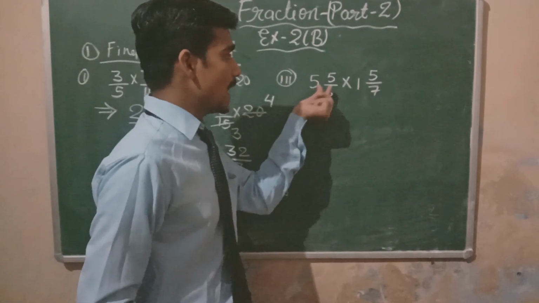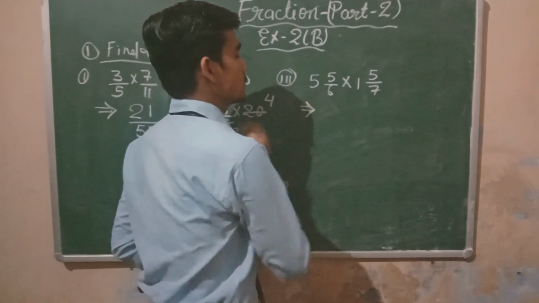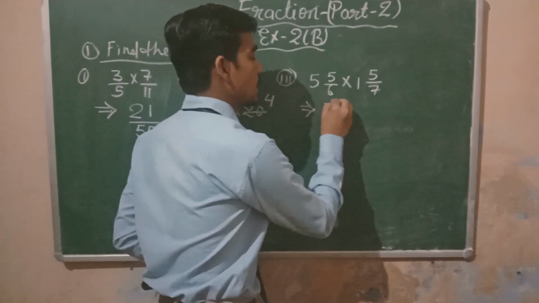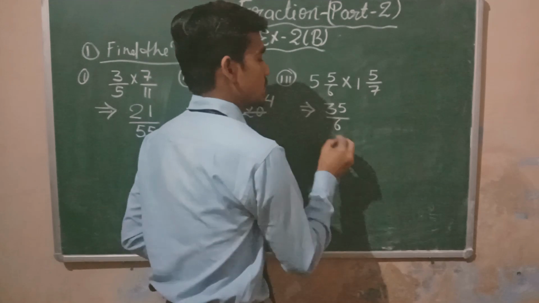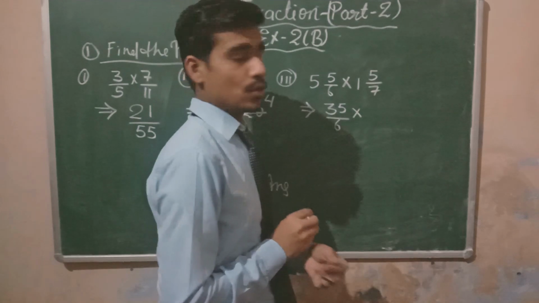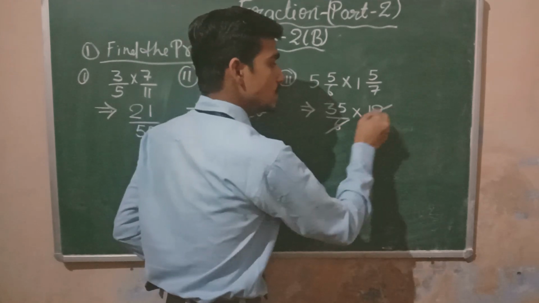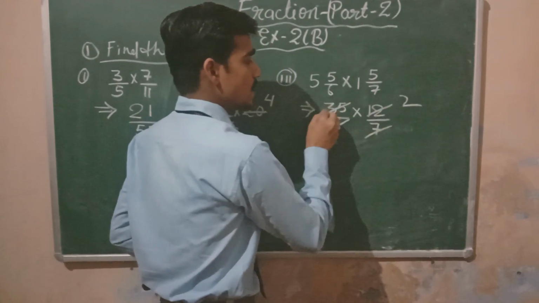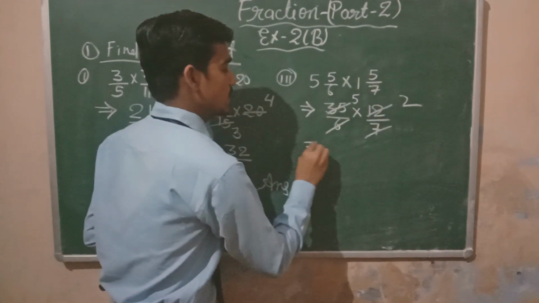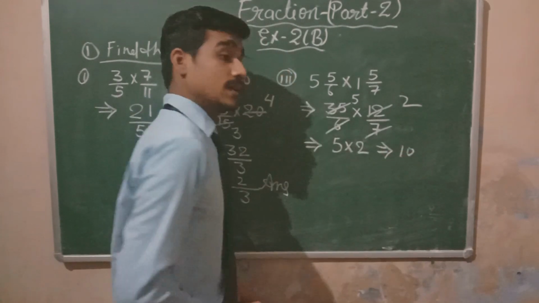And next question, 5 into 5 by 6 into 1 into 5 by 7. 5 6s are 30, 30 plus 5 is 35 upon 6, into 7 1s are 7, 7 plus 5 is 12, 12 upon 7. Clear? Look at here, 6 2s are 12 and 7 5s are 35 and 5 2s are 10. 5 into 2 is equal to 10. Clear, student?